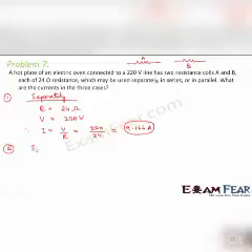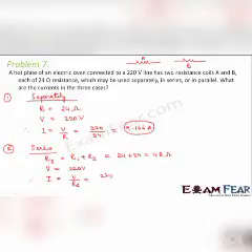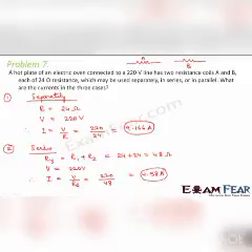Let us look at the second case where they are connected in series. The net resistance will be R1 plus R2, that is 24 plus 24, which is equal to 48 ohms. The voltage remains the same, 220 volts. Therefore, current will be V divided by Rs, that is 220 divided by 48, which is equal to 4.58 amperes.